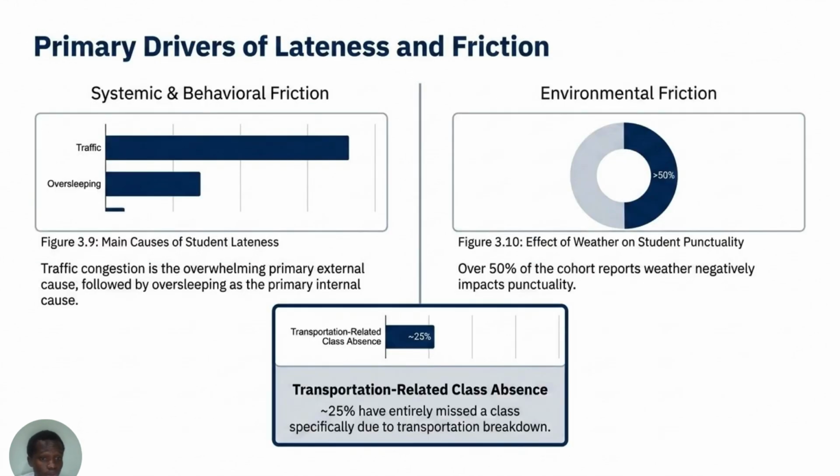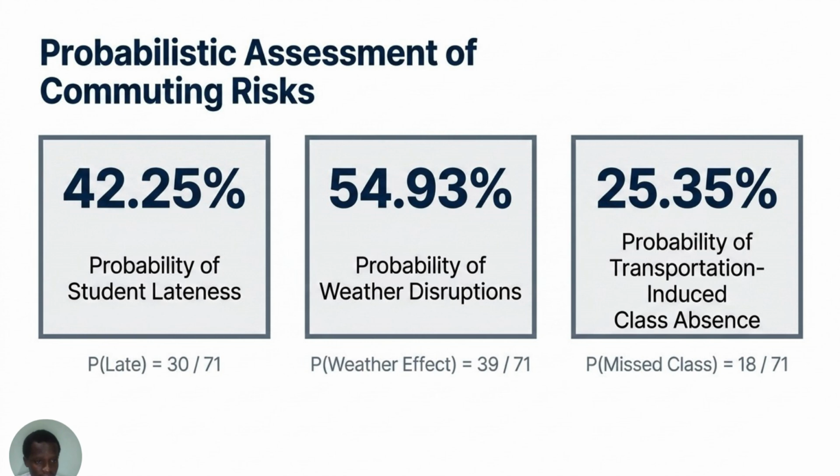The primary drivers of lateness and friction: there is a lot of lateness in classes. Some are late because of traffic congestion, because at the time people go to the university, many students are using that same time to go to their campus, so it becomes crowded. They are late because of that crowding, but some are late because of oversleeping. Some do not sleep at night, they sleep at midnight, which can make them late for class.